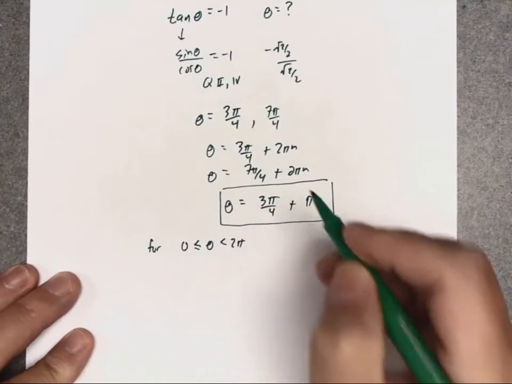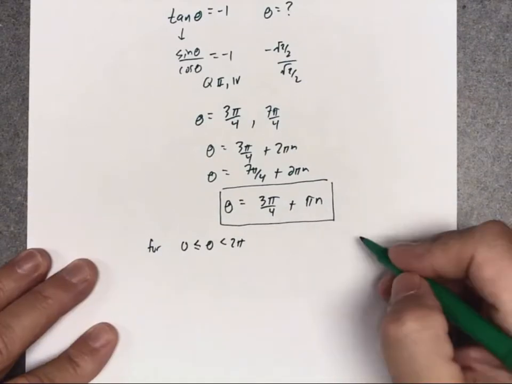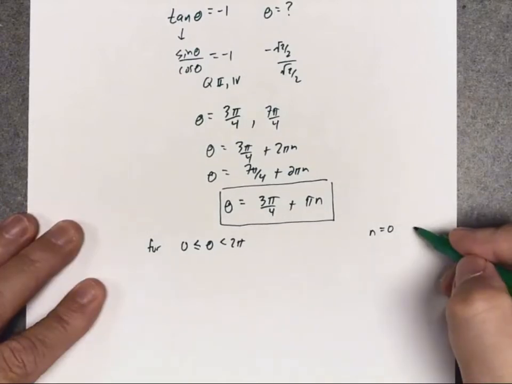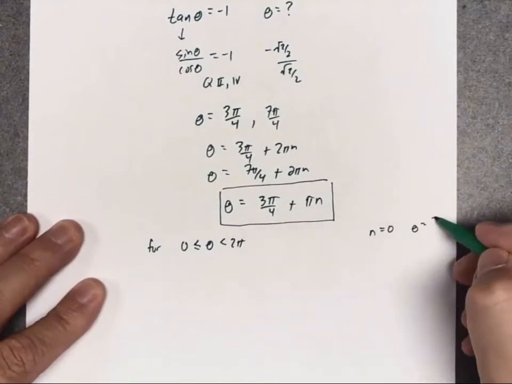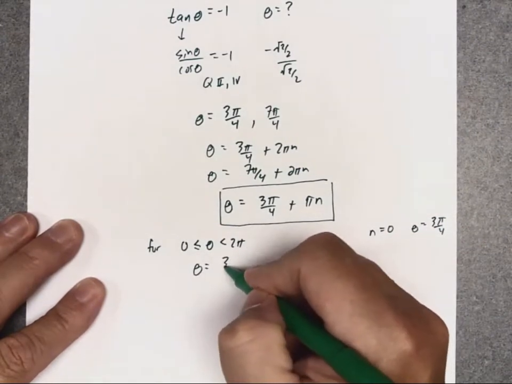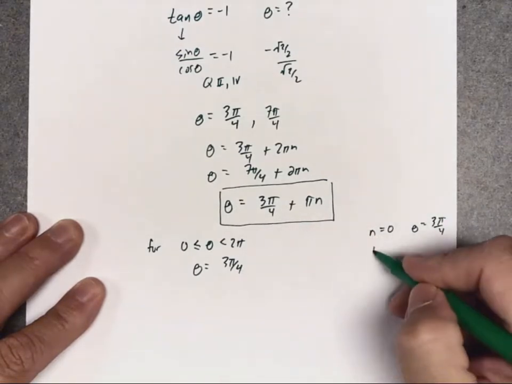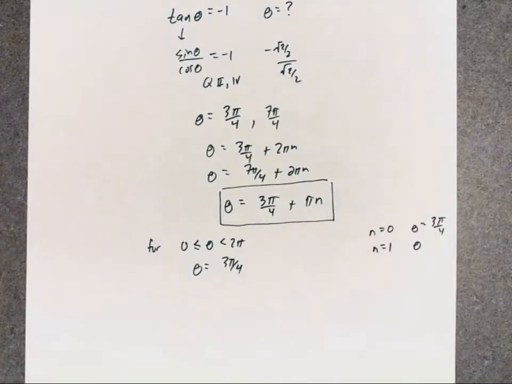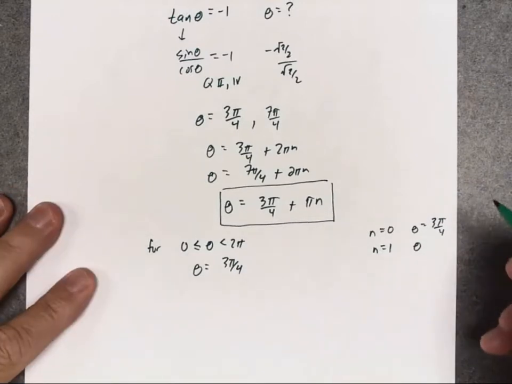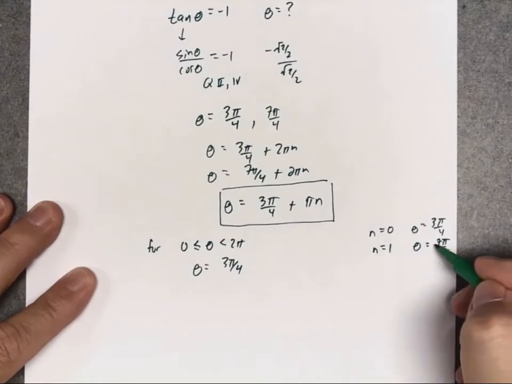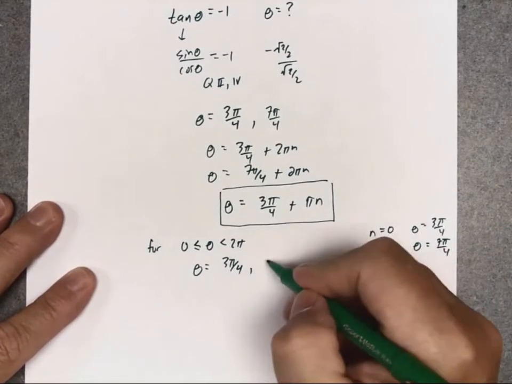Now, if they want to know what the solutions are between 0 and 2 pi, here's some good practice. I'm going to go ahead and write my n's over here. When n is 0, theta is 3 pi over 4. That's inside my range, so there's one solution. When n is 1, 3 pi over 4 plus pi, or I could say 3 pi over 4 plus 4 pi over 4. Seven pi over 4 is still less than 2 pi, so that's a solution.